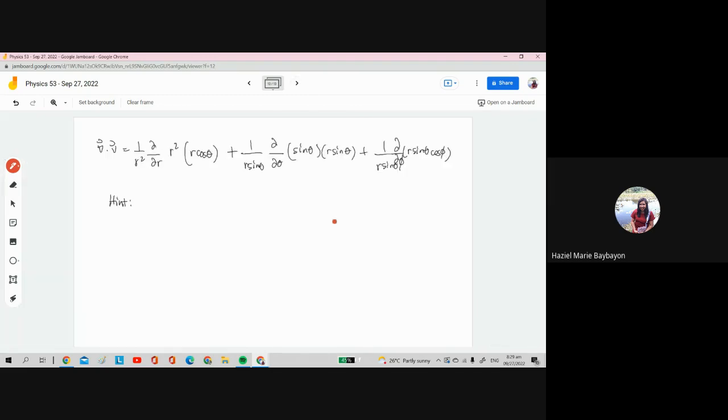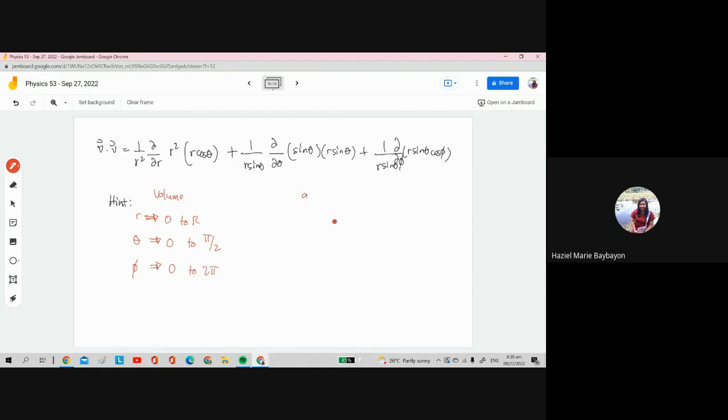So hint: r is from 0 to r, and then your theta is from 0 to pi over 2. This is the volume integral on the left-hand side of the equation. And then your phi is from 0 to 2 pi.